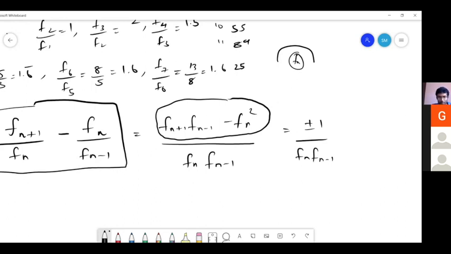So here n has to start with 2, right? If n is equal to 1, then f_n by f_0 is 0, right? So f_n by 0 will not be defined. It will become undefined. Correct. So here n has to start from 2. Yes, then only it makes sense. Yeah, absolutely.